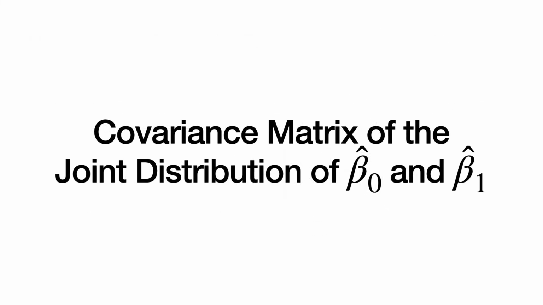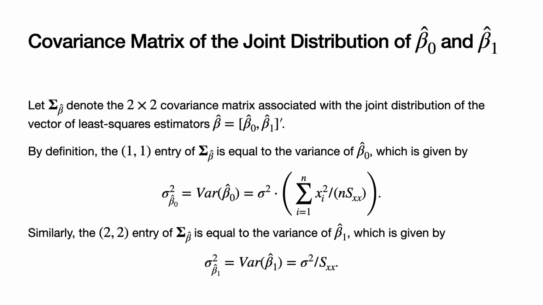Next, let's look at the covariance matrix of the joint distribution of beta 0 hat and beta 1 hat. Let capital Sigma sub beta hat denote the 2x2 covariance matrix associated with the joint distribution of the vector of least squares estimators, beta hat, which again is the 2x1 vector containing the least squares estimators, beta 0 hat and beta 1 hat. By definition, the 1,1 entry of capital Sigma sub beta hat is equal to the variance of beta 0 hat, which is given by sigma squared times the sum of the squared x values divided by n times s sub xx.